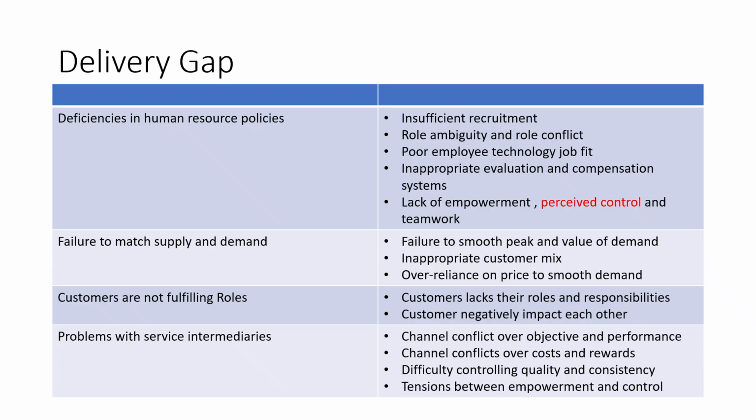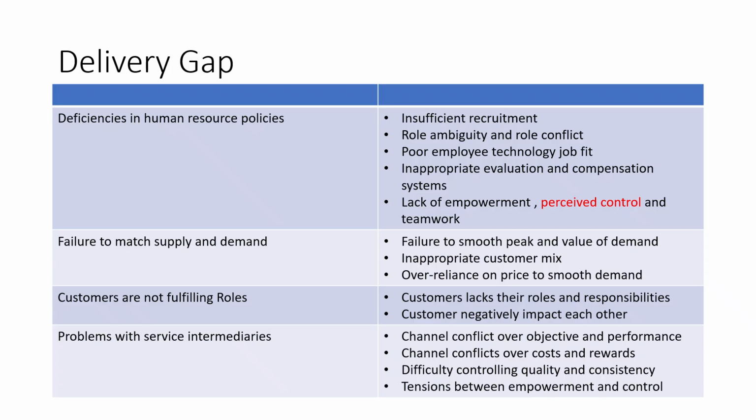Then we have channel conflict over objectives and performance. Different service partners pursue different goals, and so there's misalignment, which leads to inconsistent service and conflict over performance and expectations. And sometimes these channels conflict over cost and reward. They disagree about who should bear the cost, how revenue should be shared, and who should be rewarded. So these disputes damage cooperation and reduce service quality.